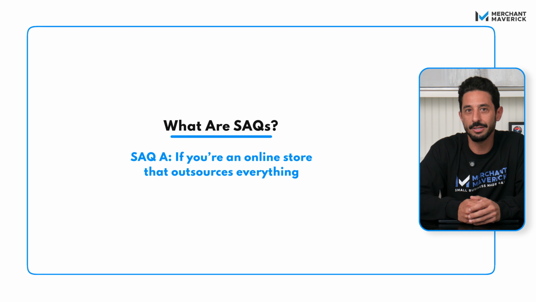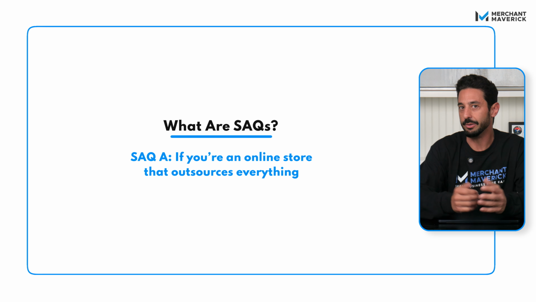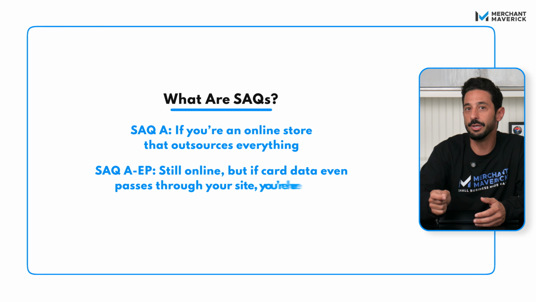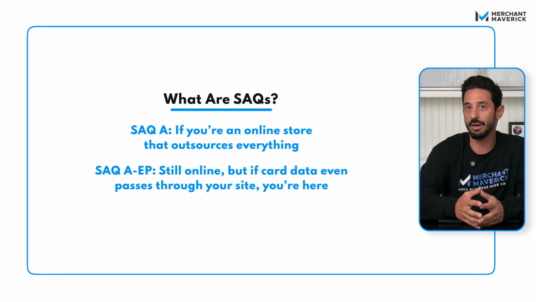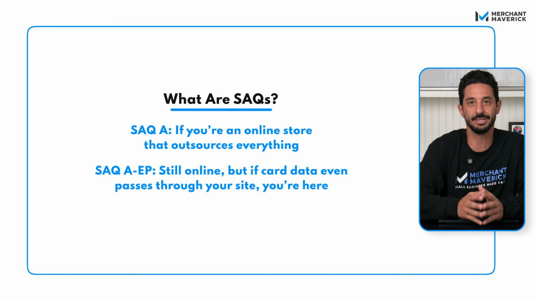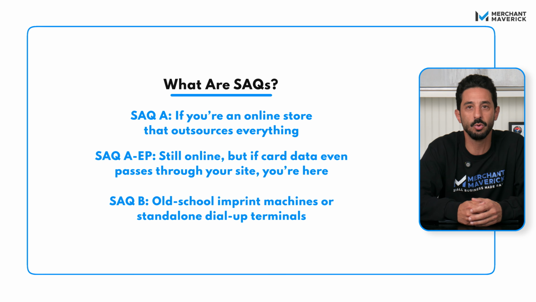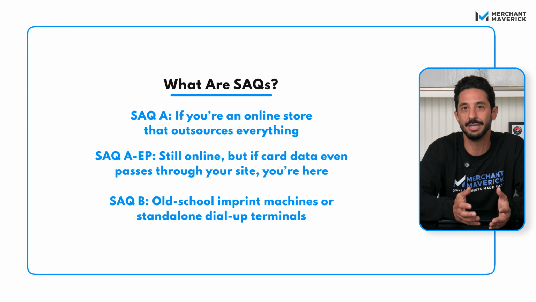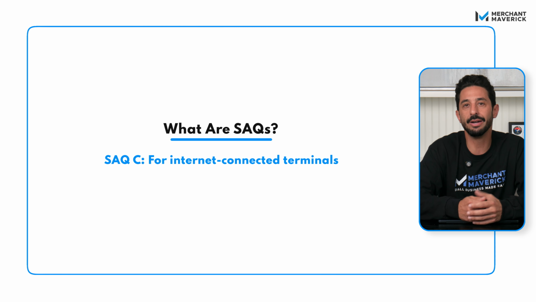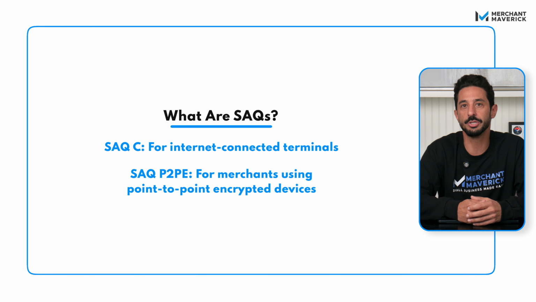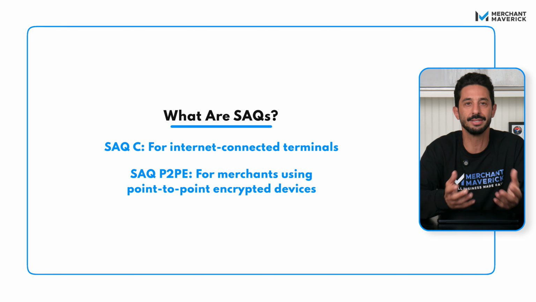SAQ A is if you're an online store that outsources everything, like using Shopify Payments or PayPal checkout, that'll be you. SAQ A-EP is still online, but if card data even passes through your website, you're in that camp. SAQ B, think old school imprint machines or standalone dial-up terminal. Those are rare these days. SAQ C is for internet connected terminals. SAQ P2PE is for merchants using point-to-point encrypted devices, usually the simplest and safest option.